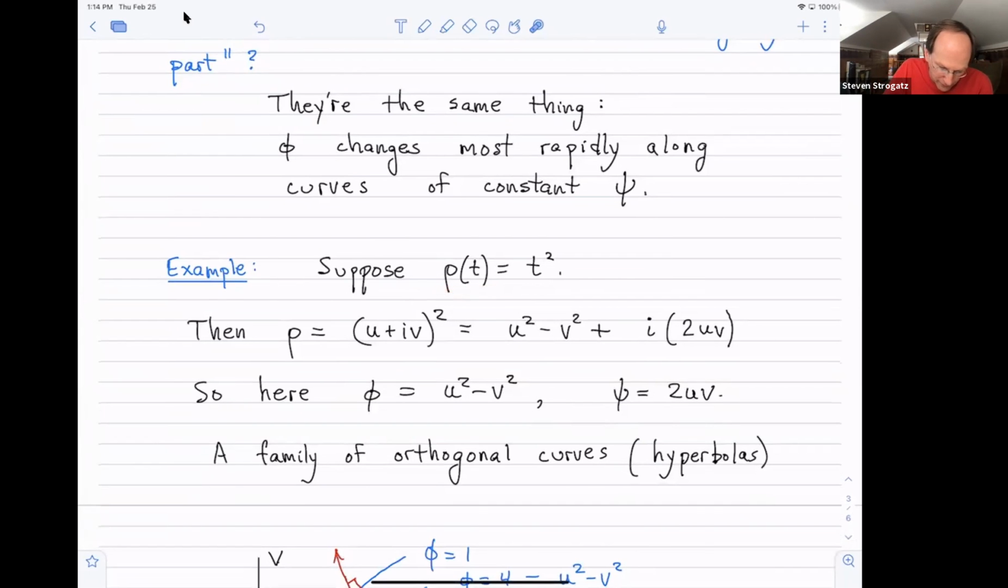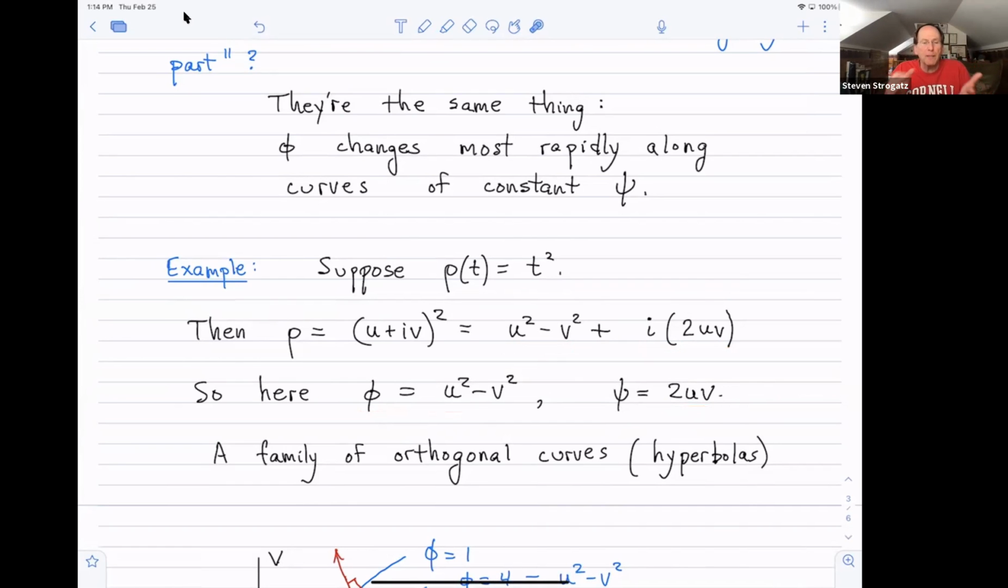If I had that case, then plugging in the complex variable t equals u plus iv and then squaring it, and remembering that i squared is -1, you'll get u squared minus v squared as the real part, plus 2iuv. So the imaginary part is 2uv. And so in our notation with psi and phi, this real part phi is just u squared minus v squared, and the imaginary part psi will give us 2uv.